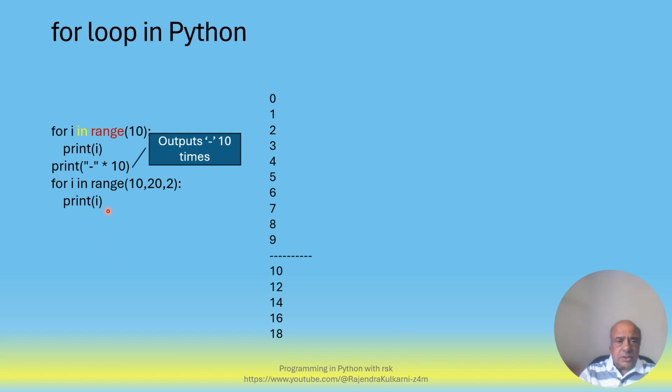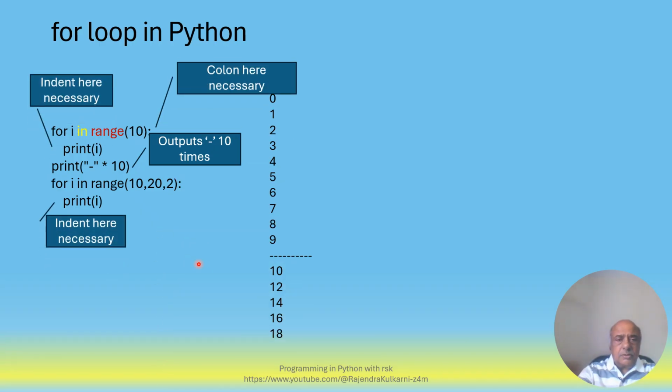As soon as the value reaches 20, the loop will terminate. It will not execute the statements in the block when I reaches the value of 20. These indents and colons we have seen in the previous slide. These are extremely necessary, without which the program will not execute. The compiler will throw an error.